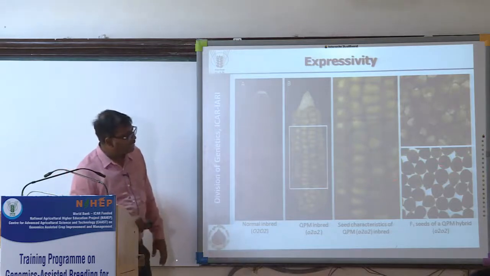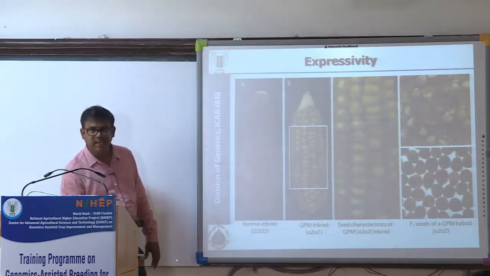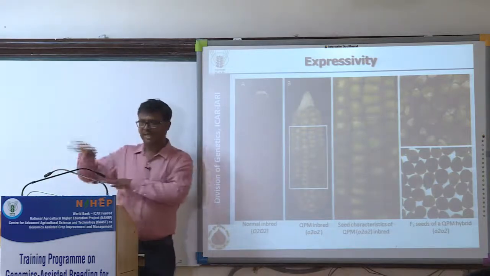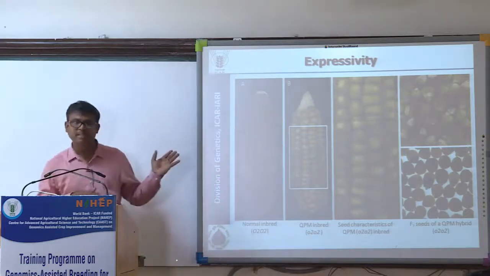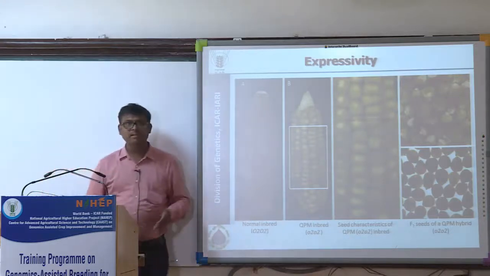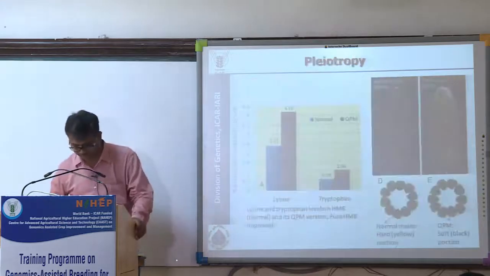Now, every grain is o2o2, but in some cases, the expression of blackness or opaqueness is varying. Here it is 100%, here it is much less, orange is there. That means everywhere opaqueness is there, but the extent is varying, right? So this is an example of variable expressivity. With this we can also show the students how expressivity works.